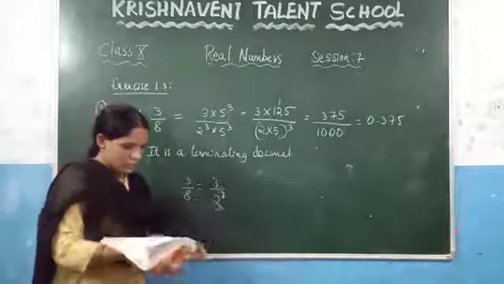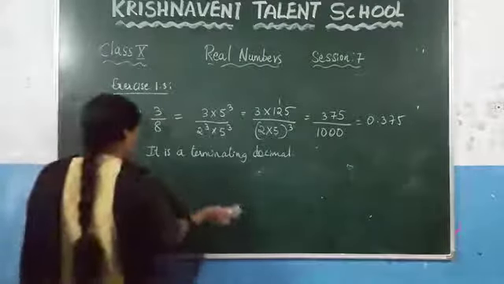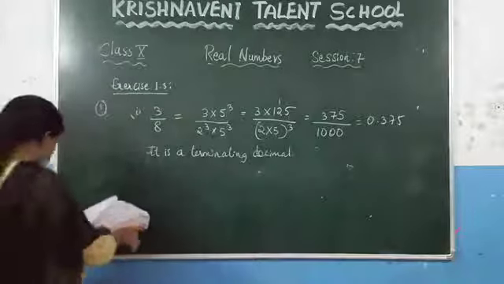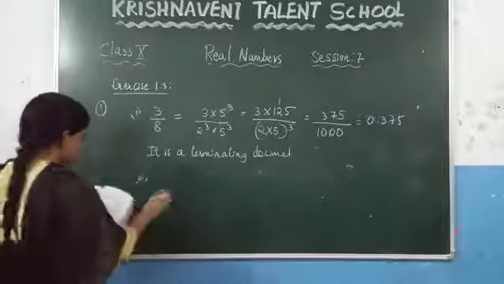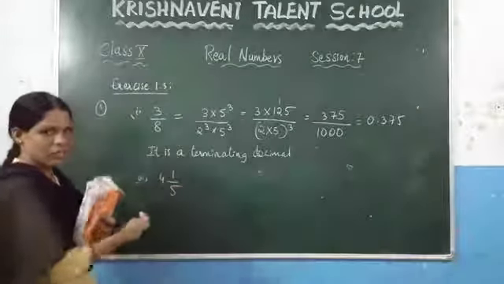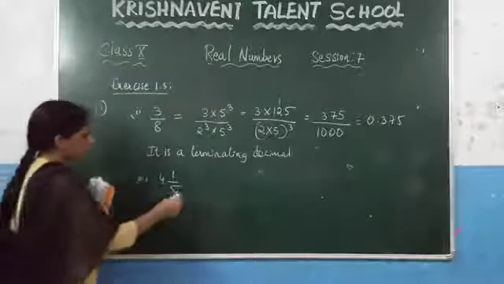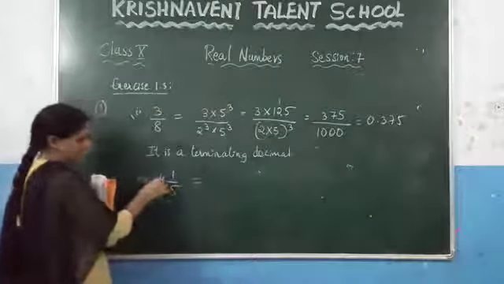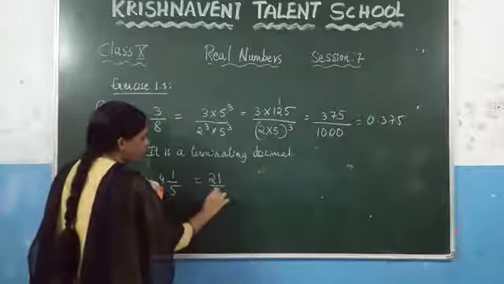Now see the second question. The second question you can do in the same way. Now see the third question, 4 1/5. Here they have written this one in the form of a mixed fraction. First convert it into an improper fraction. What do you get here? 5 into 4, which is 20, plus 1, which is 21/5.